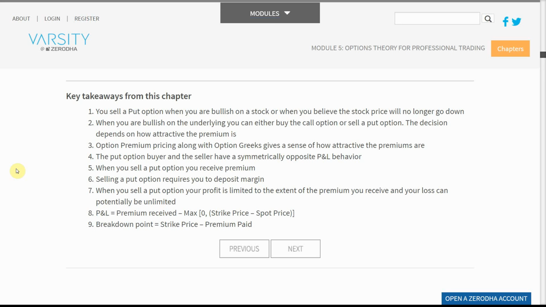Selling a put option requires you to deposit margin. When you sell a put option, your profit is limited to the extent of the premium you receive and your loss can potentially be unlimited. P&L equals premium received plus max of 0, strike price minus spot price. Breakdown point equals strike price minus premium received.